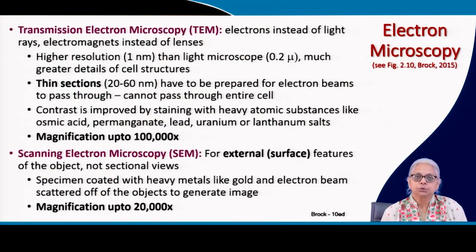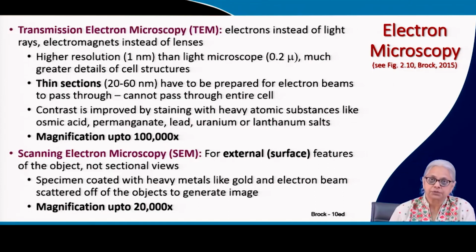Okay, then we come to another major advancement in microscopy, and that is the use of electron microscopes. Now, within electron microscopy, we have two major types of microscopes. One is scanning electron microscopes and the other is transmission electron microscopes. In both, electrons are used instead of light rays, and electromagnets are used instead of lenses.